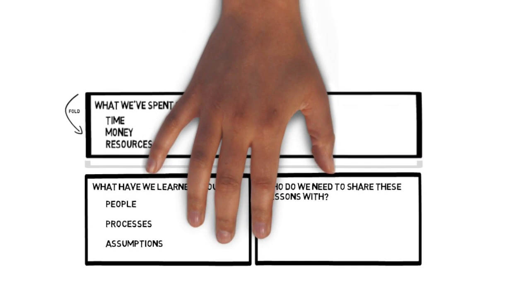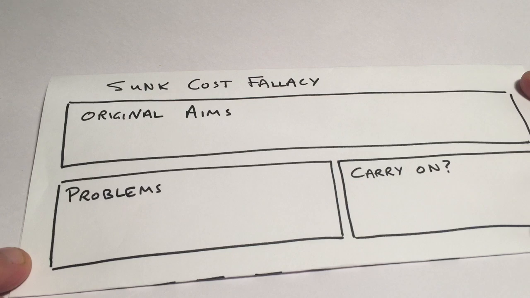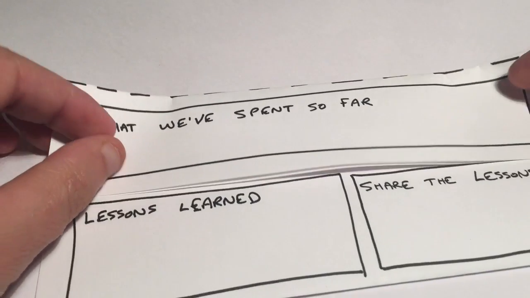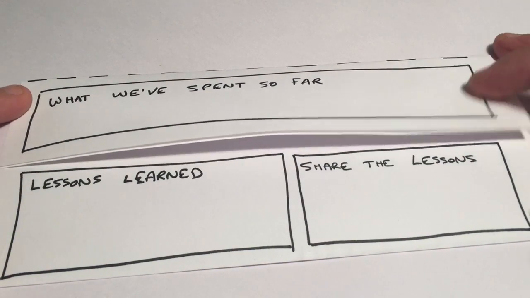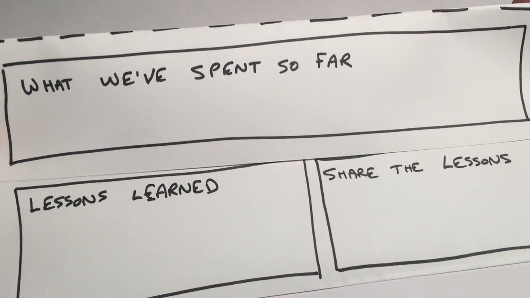So when you fold the top of the page over, the box that says what we've spent so far becomes the head of the page looking at the lessons we've learned. So you're reframing the losses as the cost of learning those lessons. You're not running away from your losses, but nor are you letting them influence the decision on whether to carry on or not.